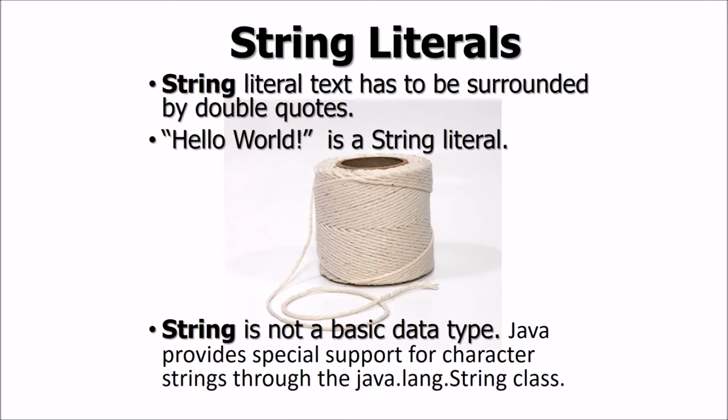Finally, in this episode, I wanted to talk about strings and string literals. The string literal text has to be surrounded by double quotes. For instance, in Hello World, it is surrounded by double quotes. That indicates that it is a string literal. Strings are not a basic data type. They're not like the integers and the doubles. They're different. They're used pretty much the same way, and you'll get used to them very quickly. But Java provides special support for character strings through the java.lang.String class.